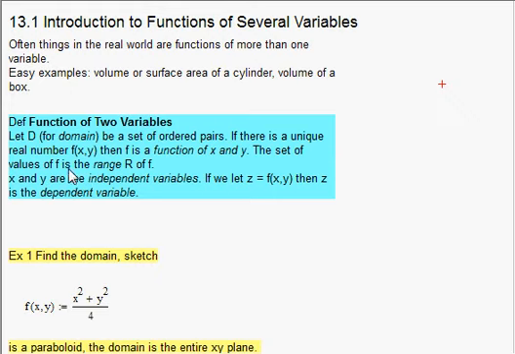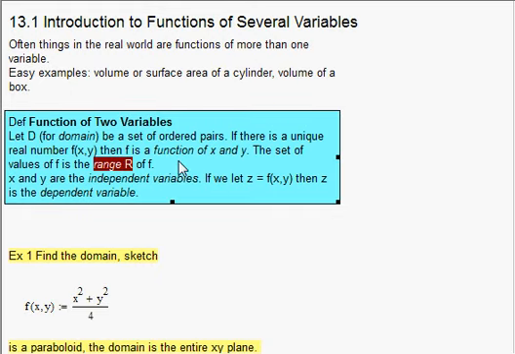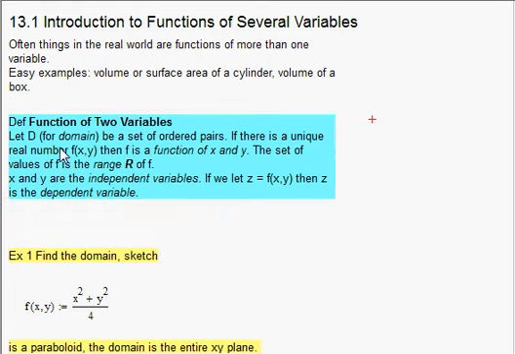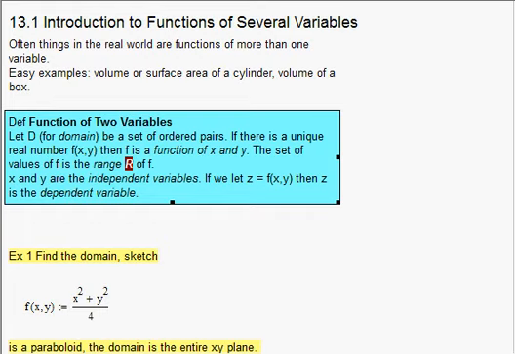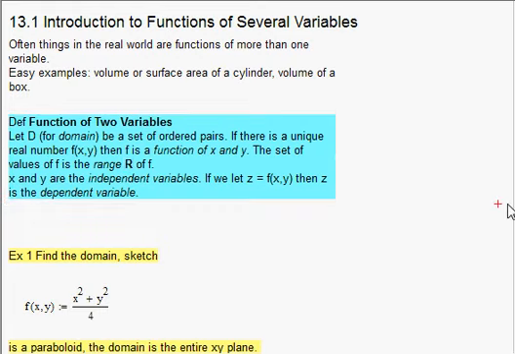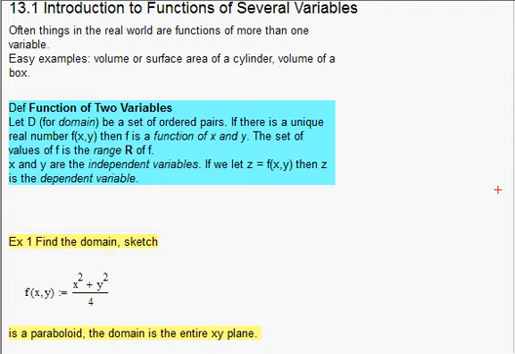The set of values of f is called the range of f. And actually, if I'm going to call it range R, maybe I'll make it boldface and italicized, right? Nah, just boldface, that's good. X and y are called the independent variables, and if we let z equal f of xy, then z is the dependent variable. So, here's a question.